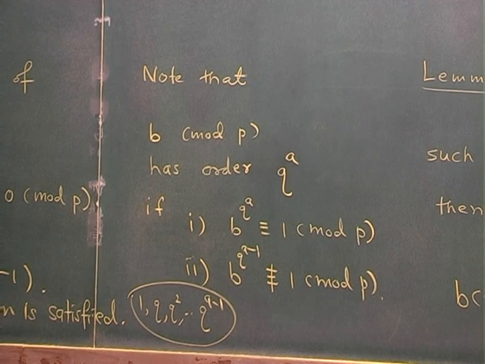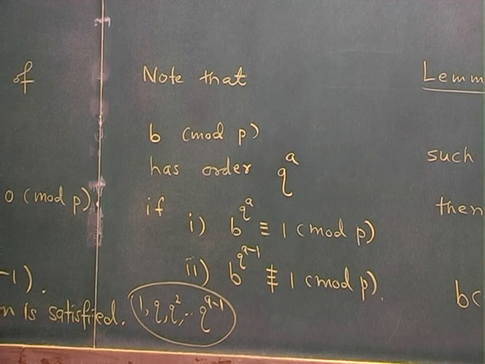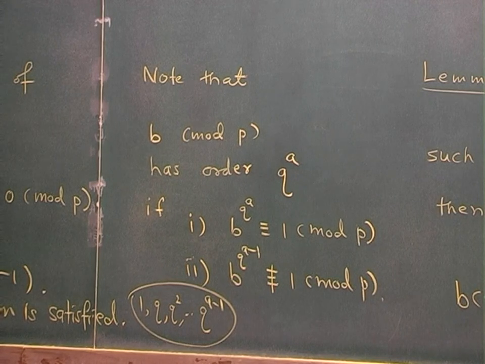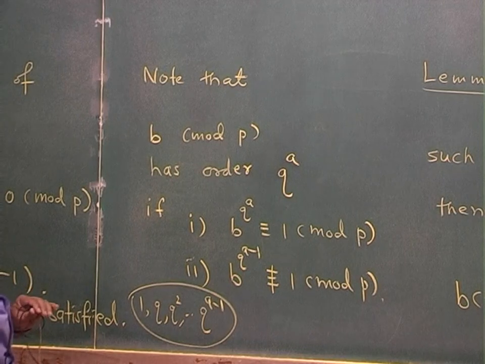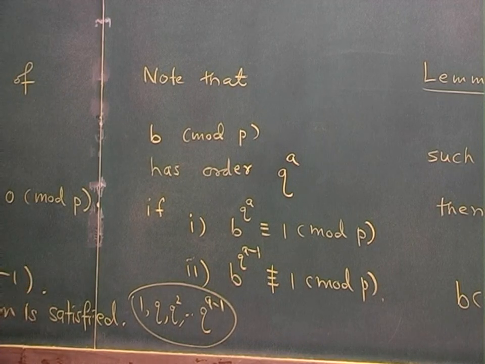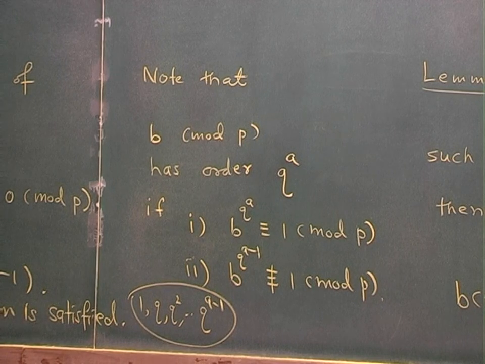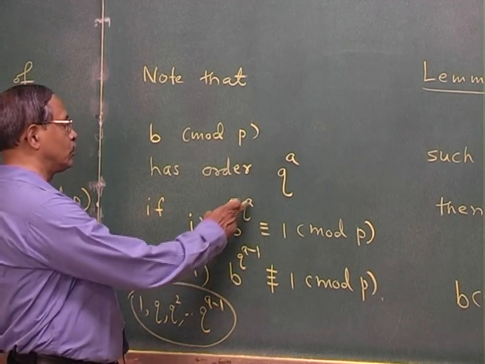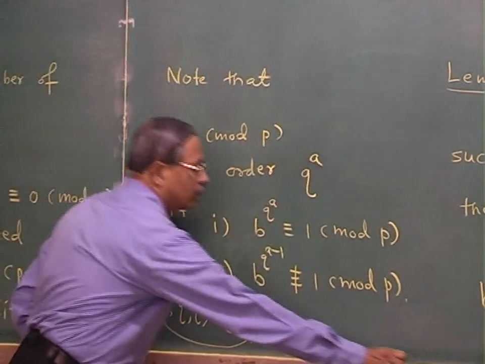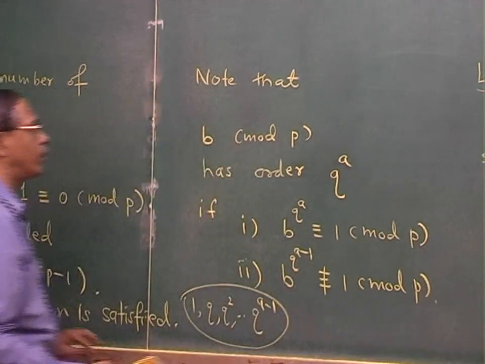The order of an element is a power of q provided that the element raised to this q raised to a power is 1 and not the slightly previous power, q raised to a minus 1. We shall do a lemma based on this later on for general order. So that means it is a solution to the congruence x raised to q raised to a minus 1 congruent to 0 mod p.